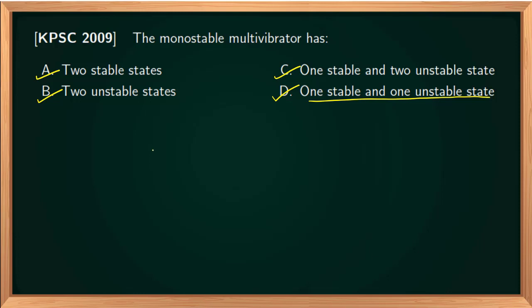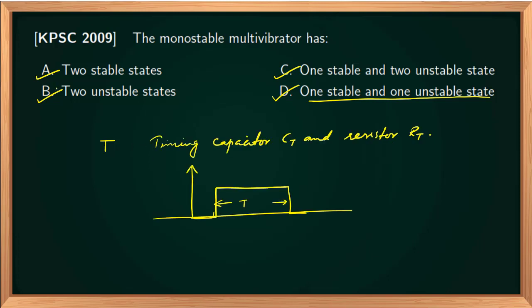The duration in which the circuit will be in the unstable state, that is the time period of the unstable state, is determined by the value of the time constant, that is the timing capacitor C and resistor R. The correct option is option D, 1 stable and 1 unstable state.